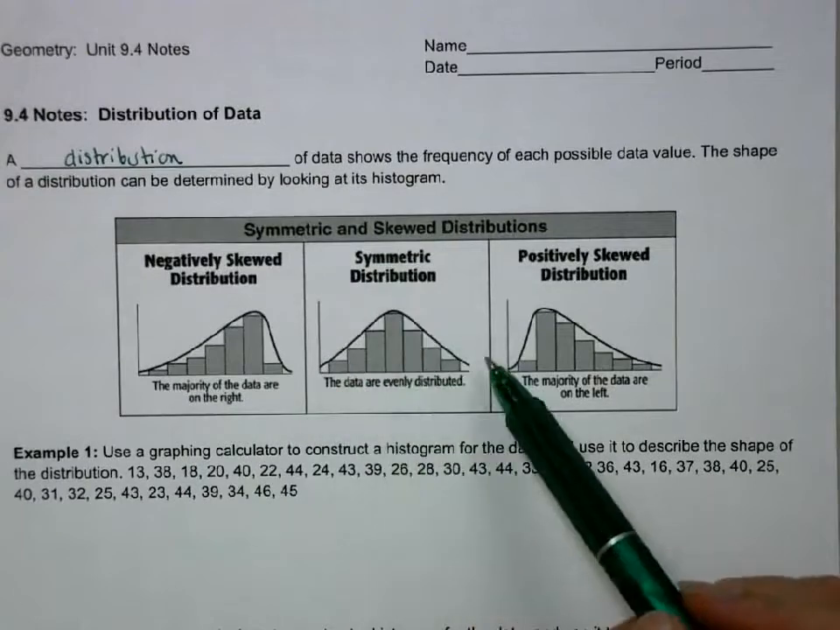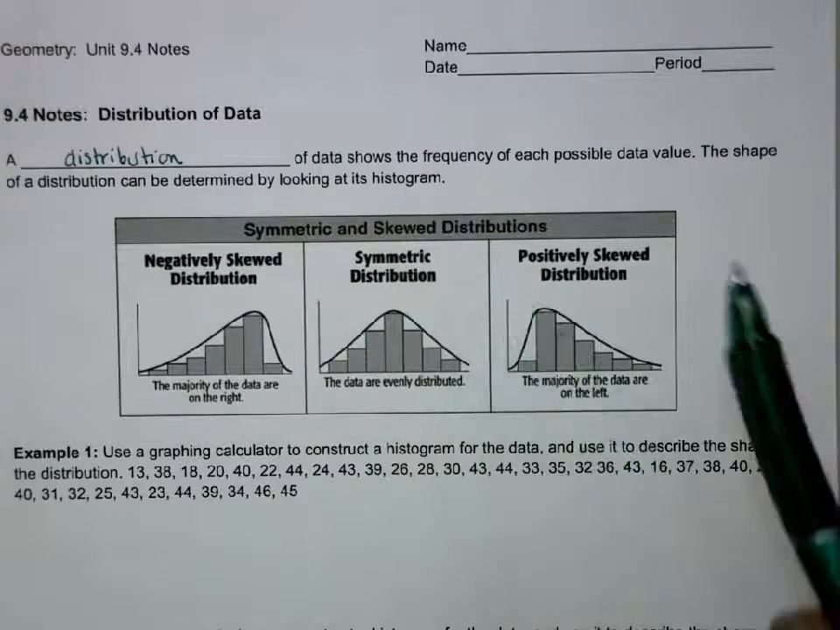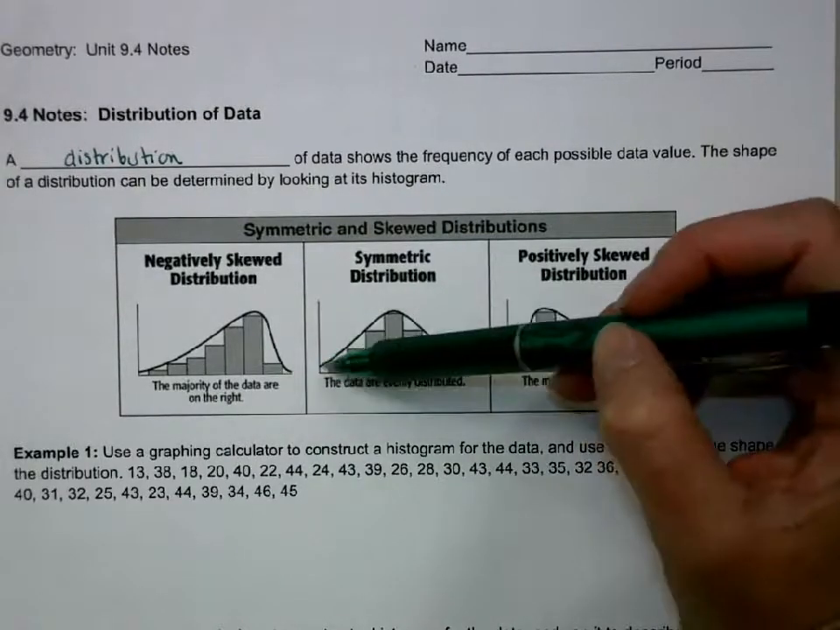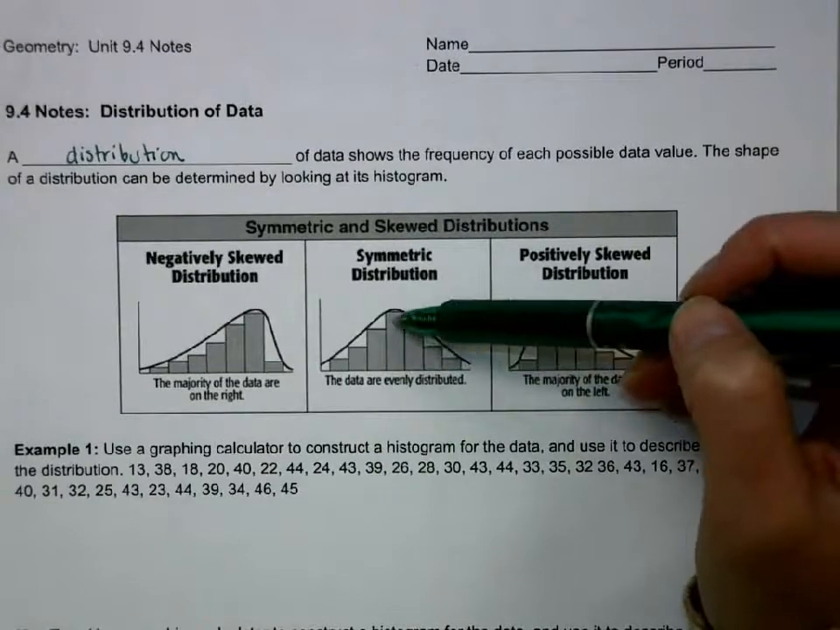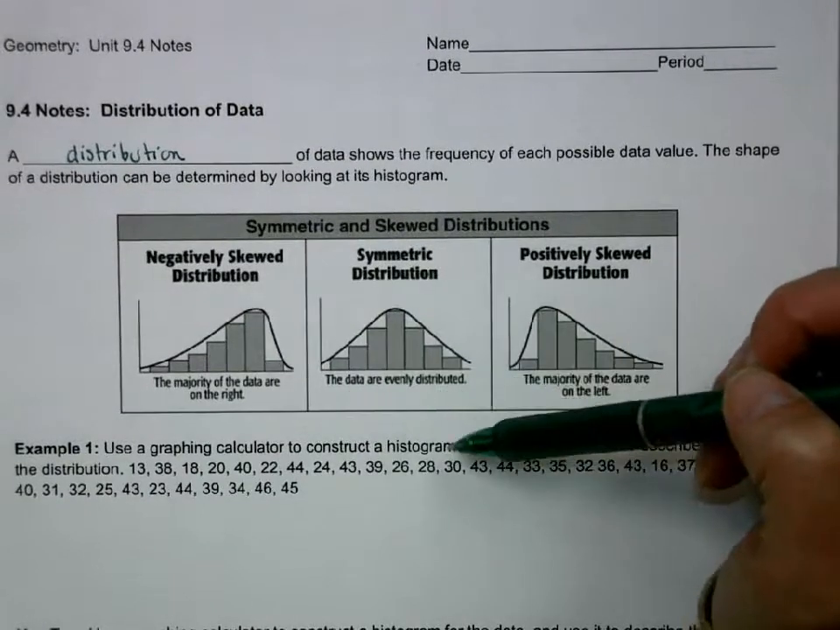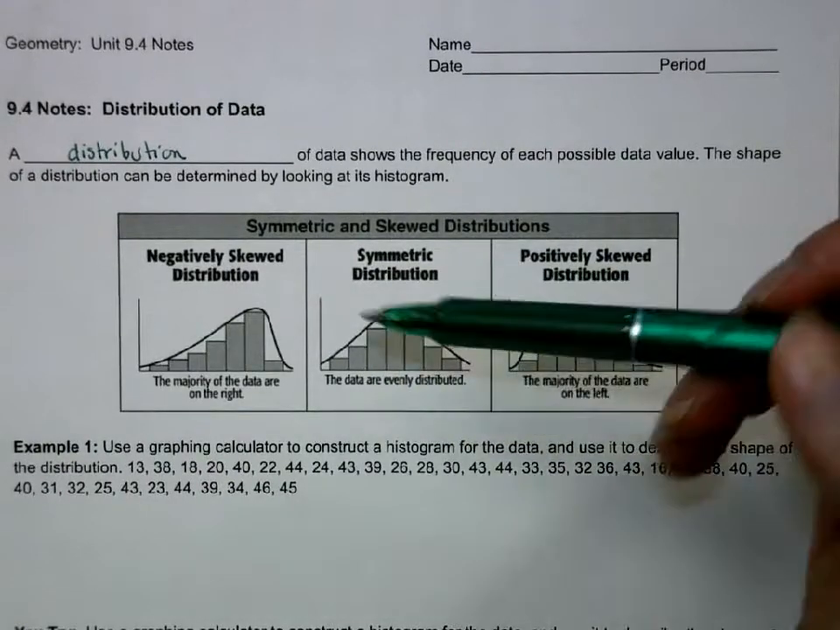First, if the data is evenly distributed, then we call this symmetric. When we look at big sets of data, they tend to look something like this, where if this is my mean, the further you get away from the mean, there's less of them. But if the data is not symmetric, we say it is skewed.